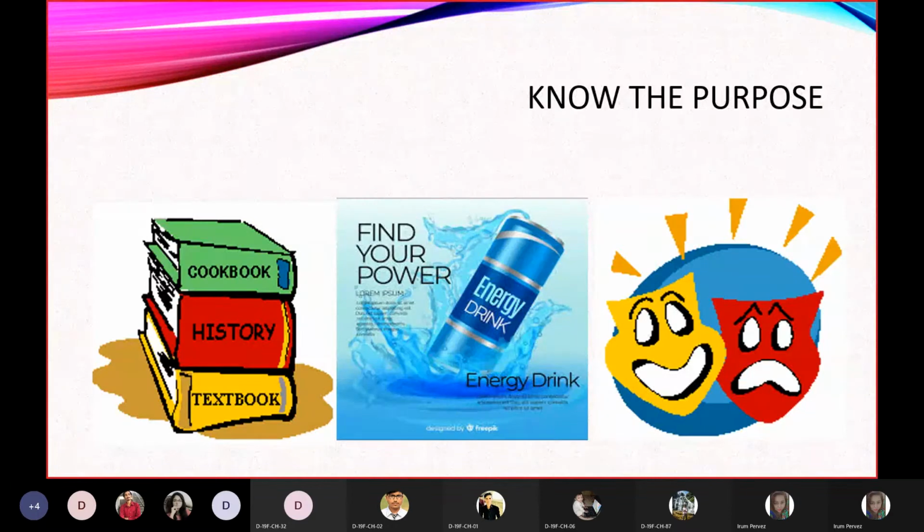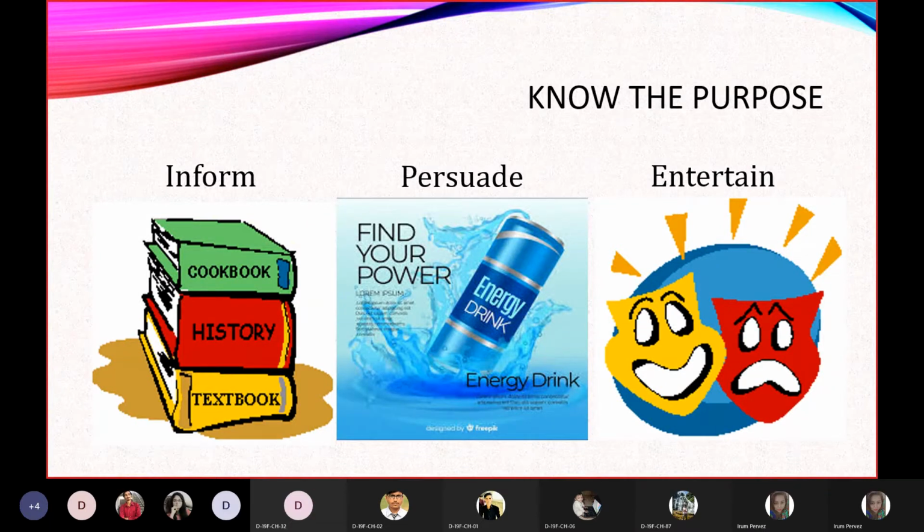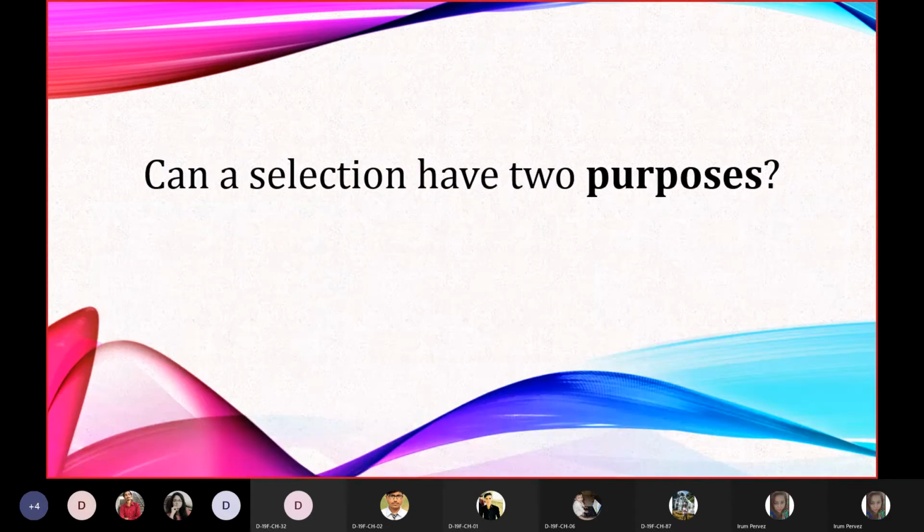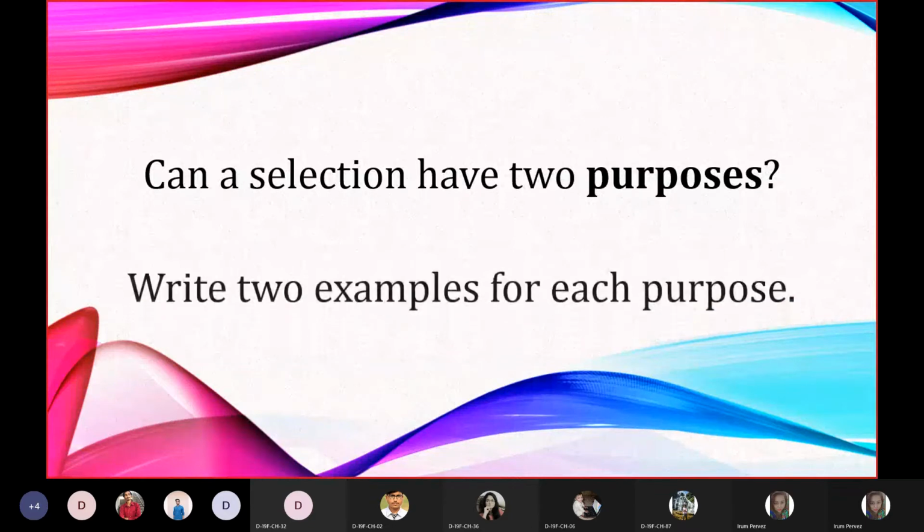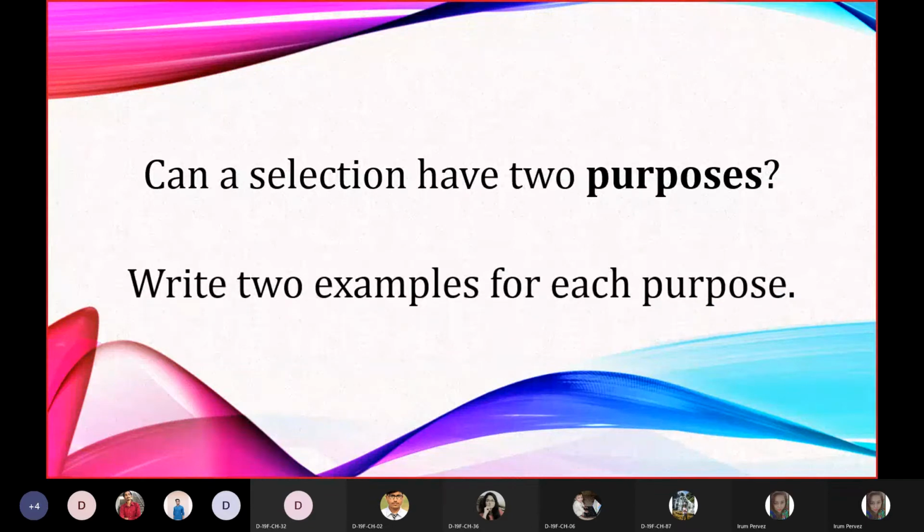Then we had an activity where we saw that books can have the purpose of information, advertisements have the purpose of persuasion, and jokes have the purpose of entertainment. Then we discussed whether a selection can have two purposes, and we concluded that it can have even more. So we wrote two examples for each.